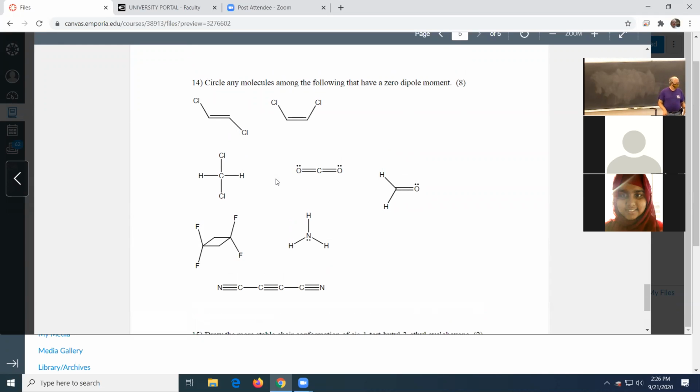Okay, which ones have a 0 dipole moment? Okay, this one would, since the dipoles cancel each other out. And you also have hydrogens here that are slightly pushing for the carbon. And of course, these would cancel each other out as well. So that one would have a 0 dipole moment.